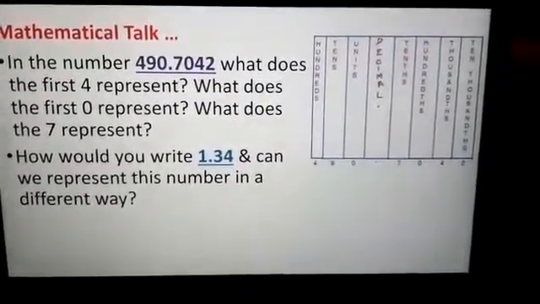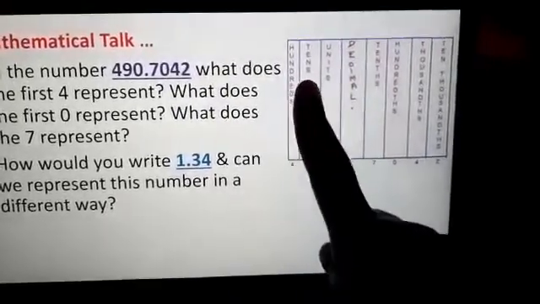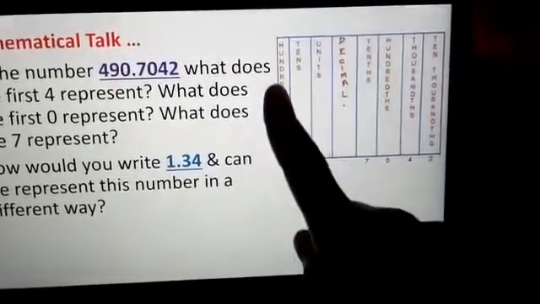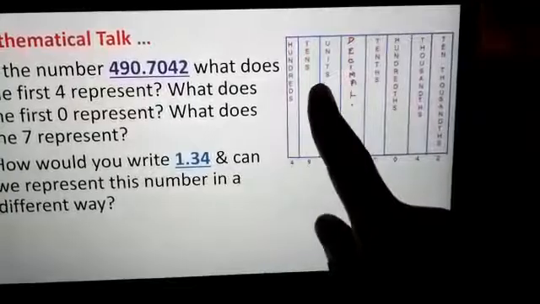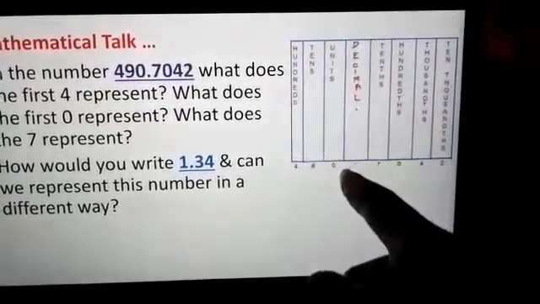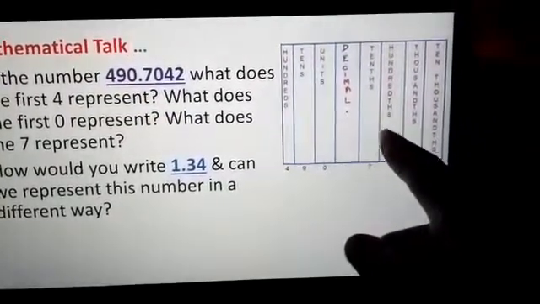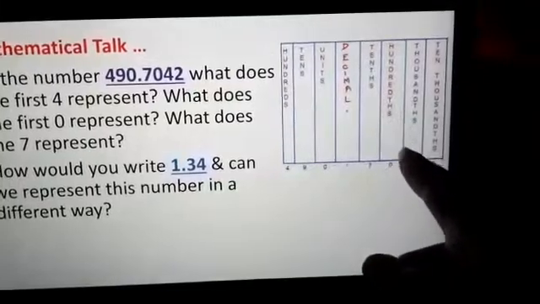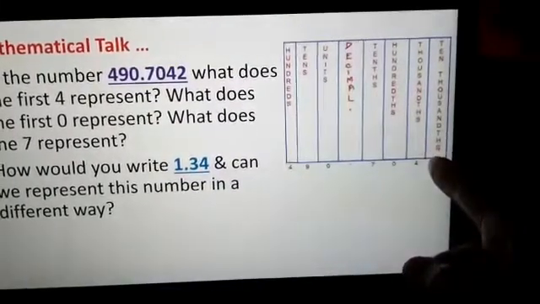So now let's look at this. As you can see on my board, there's a place value grid here. We've got the hundreds, the tens, and the units, and then, of course, your decimal point. And then you have the tenths, the hundredths, the thousandths, and the ten thousandths.